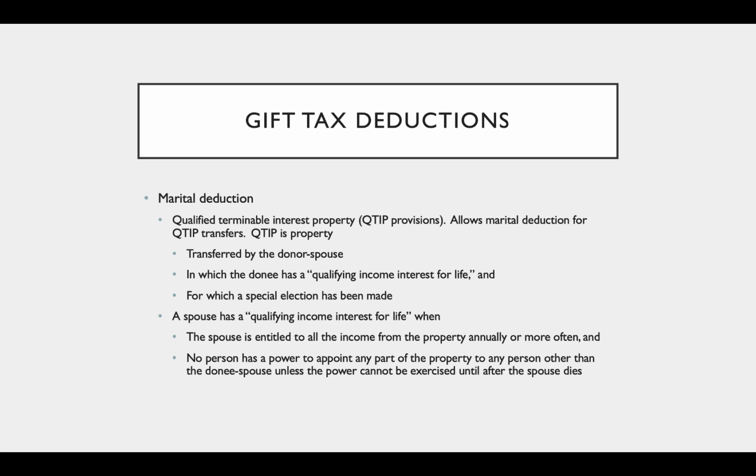A Q-TIP is property transferred by the donor's spouse in which the donee has a qualifying income interest for life and for which a special election has been made. The qualifying income interest for life happens when the spouse is entitled to all the income from the property annually or more often, and no person has the power to appoint any part of the property to any person other than the donee spouse unless the power cannot be exercised until after the spouse dies. So Q-TIP property must be property that the spouse is entitled to all the income from every year or more often, and nobody can change that fact until after the spouse dies.